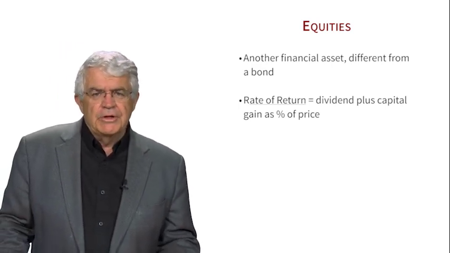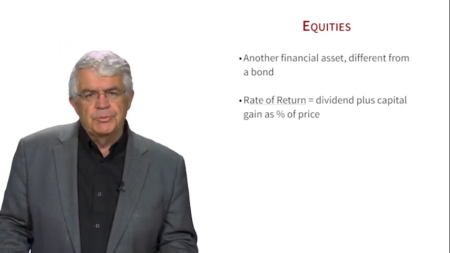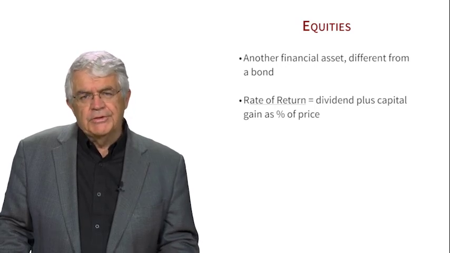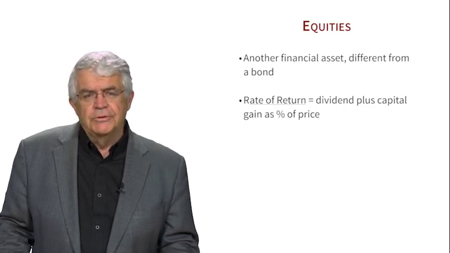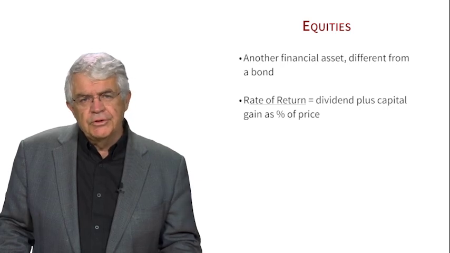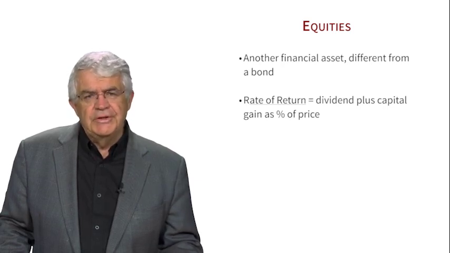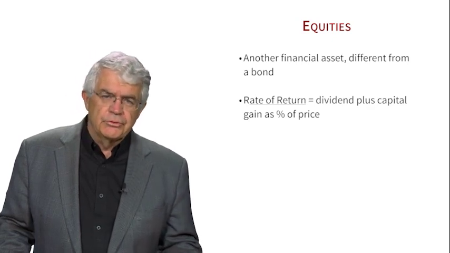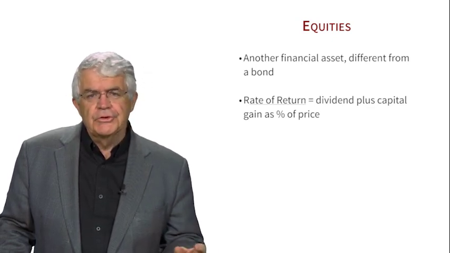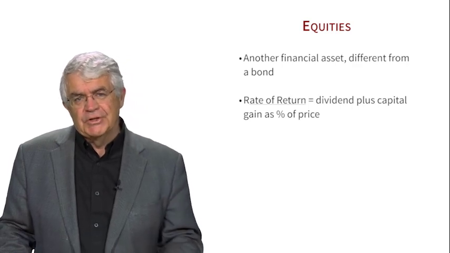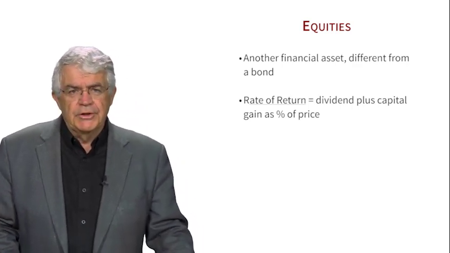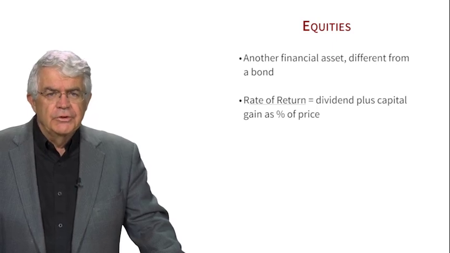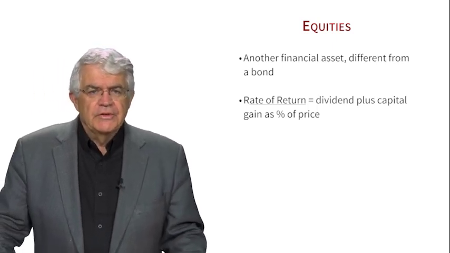You also have capital gains, as you do with bonds. The price can go up, which is a gain. The price can go down, which is a negative capital gain, or a loss. But the rate of return, therefore, is really going to be the dividend plus the capital gain as a percent of the price. Whereas you should recall in the case of a bond, the rate of return is the coupon on the bond plus the capital gain as a percent of the price. The concept of rate of return is very similar, but you have to think of the dividend.